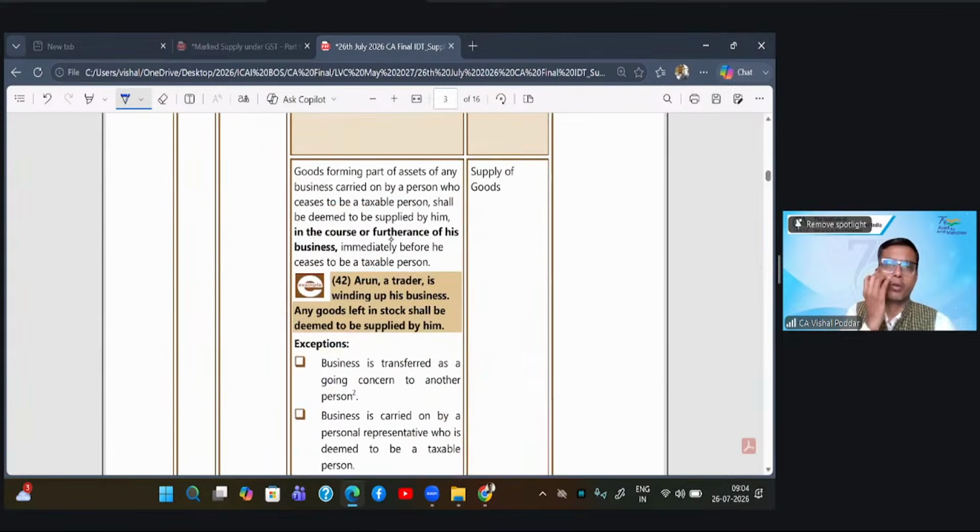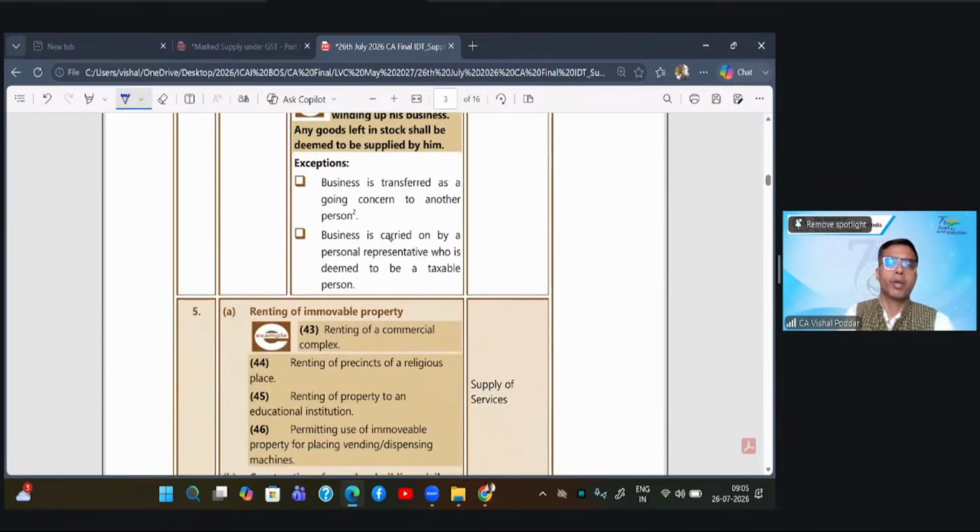If you apply the analogy which I have given, movable, intangible, software, immovable, all these things are fitting in those analogy. Again, goods which are forming part of assets of the business and I cease to be a taxable person shall be deemed to be supplied. Now this is a deemed supply, and since this is of goods which are part of my business, I have not sold it to anyone, but it is deemed to be a supply. Again, the law says we will be treating it as supply of goods.